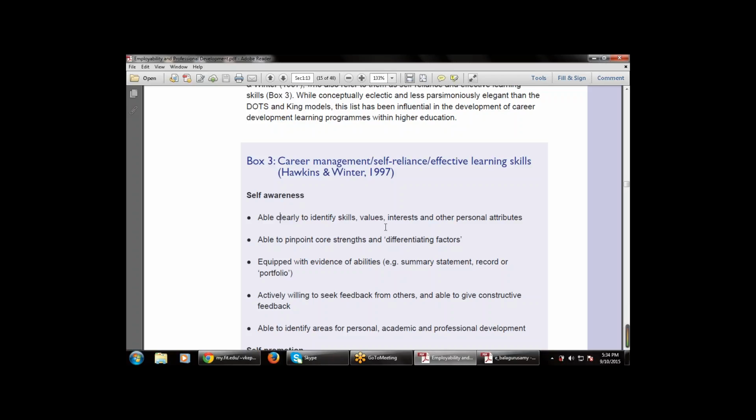Then actively willing to seek feedback from others and able to give constructive feedback to other departments. Then ability to identify areas for personal, academic and professional development, that is, the personal area, the academic area and the professional area.